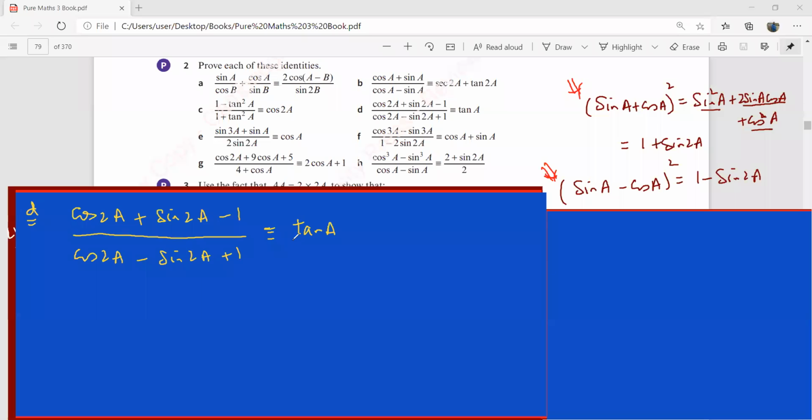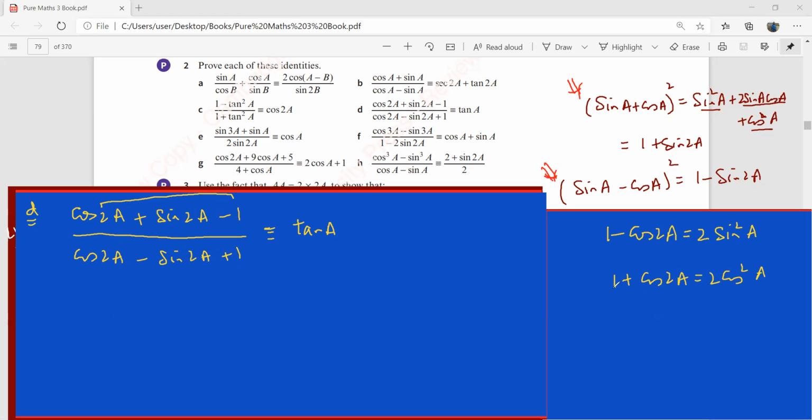Okay guys, this is your D part, 2D. We have to prove that (cos 2A + sin 2A − 1) over the other expression is equal to tan A. I'm feeling that if I combine these two, you see, what is 1 − cos 2A? Isn't it 2 sin²A? And what is 1 + cos 2A? That is your 2 cos²A.